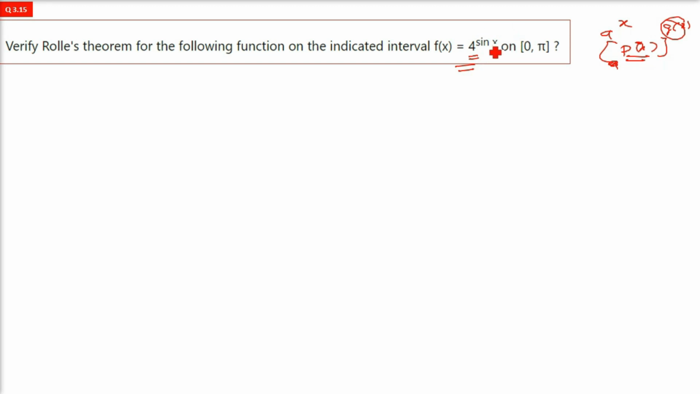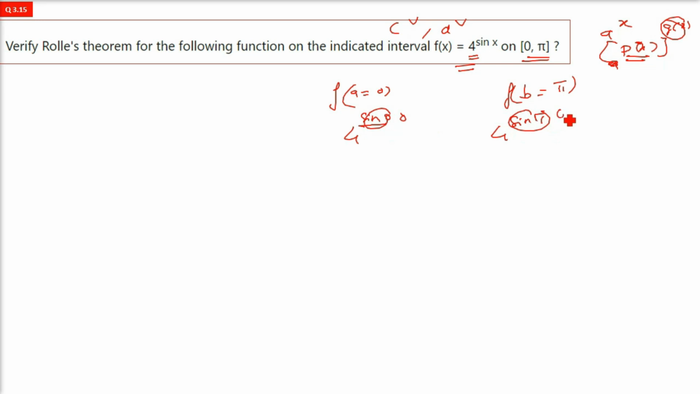Sin x you can worry about, because sin x is continuous as well as differentiable. So you can very well say the first thing, continuity and differentiability has been established. Then we have to find out f a and f b. a has to be taken as 0 and b can be taken as pi. Let us check whether they are equal or not. So 4 raised sine 0, 4 raised sine pi. Sine 0 is 0, sine pi is 0, 4 raised to 0. Anything to the power 0 will always be 1. So we are getting f a is equal to f b, 1 equals 1.